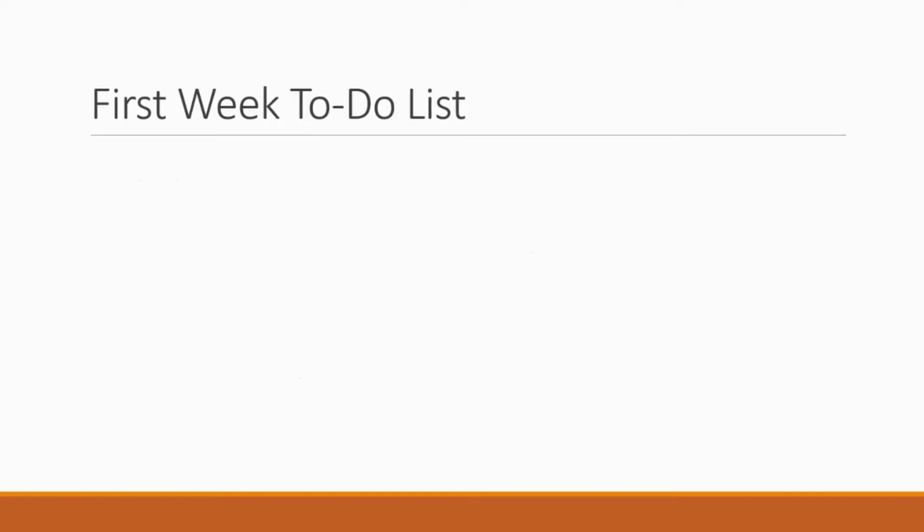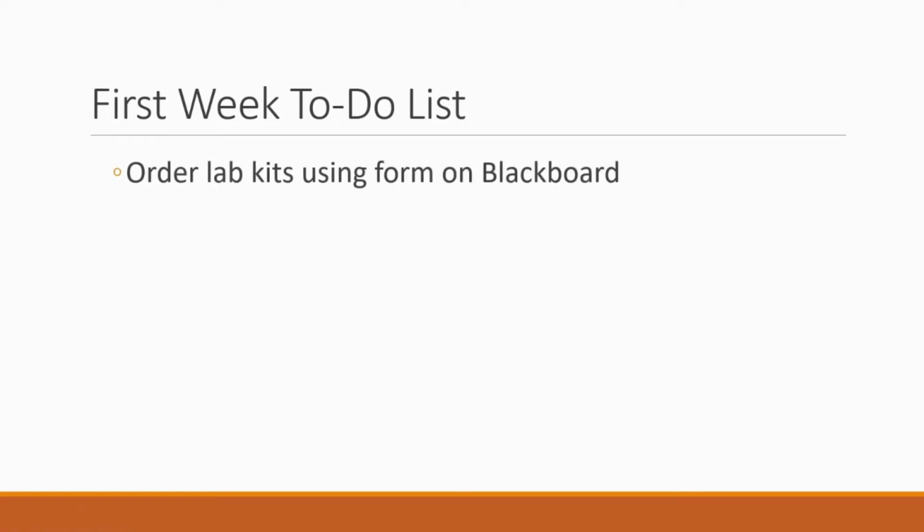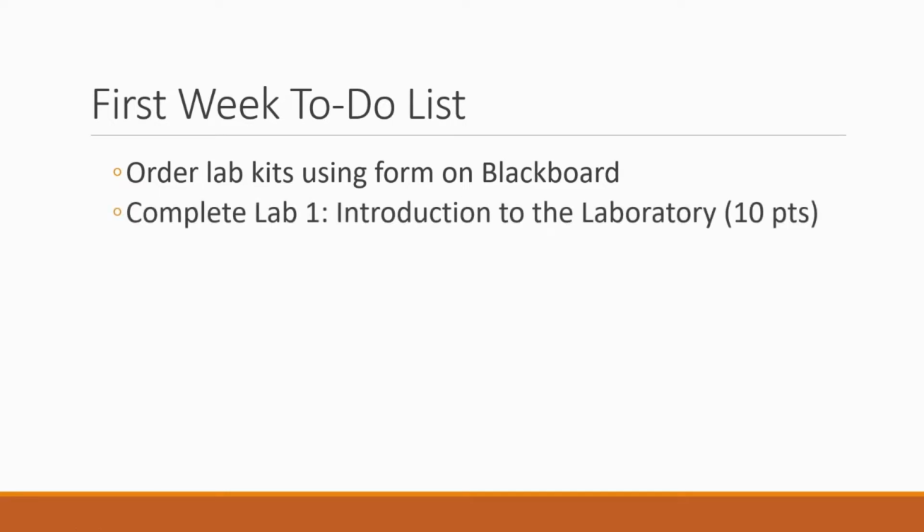So now that we've run through all of the important types of assignments and policies for this class, I have a little first week to-do list to summarize what needs to be accomplished during your first week in Bio 181. First, make sure that you order your lab kits using that form that's on Blackboard. Complete the first lab, which is Introduction to the Laboratory, and you don't actually need to have your kit on hand in order to complete this activity. This activity involves answering some questions pertaining to safety information about the materials in your kit, but you don't need to have your kit in hand in order to complete this.